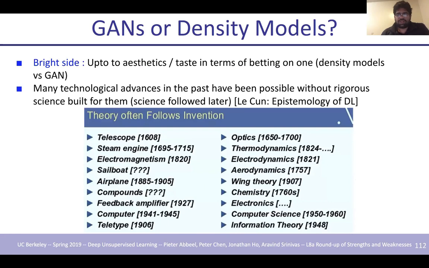So on the bright side, we can think about how many technological advances have been possible without the correct science. And so GANs can be considered in that way as well. And this is a slide from Yann LeCun on the epistemology of deep learning, where he explains that several technologies in the past have preceded the science that explains them. For example, the steam engine was before thermodynamics. So doing better theory for GANs is something that could still be innovated on in the future.